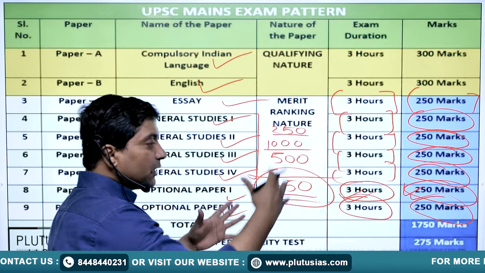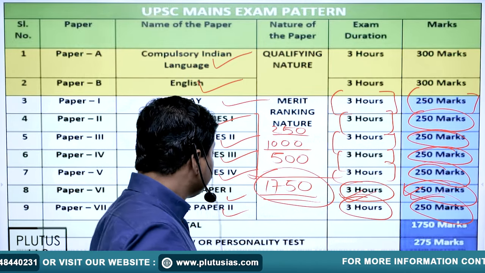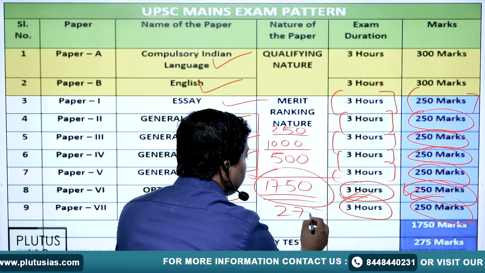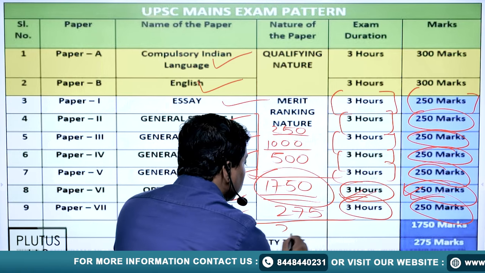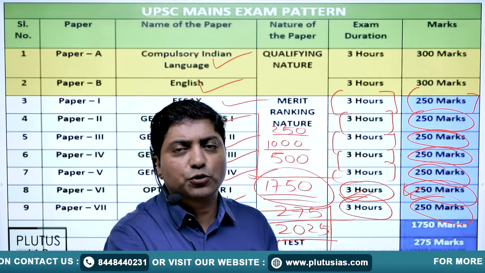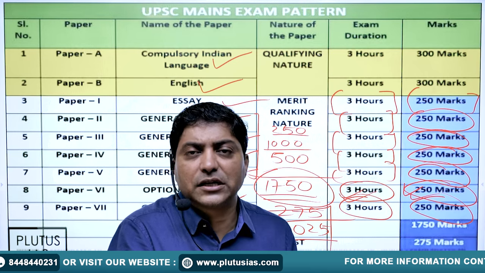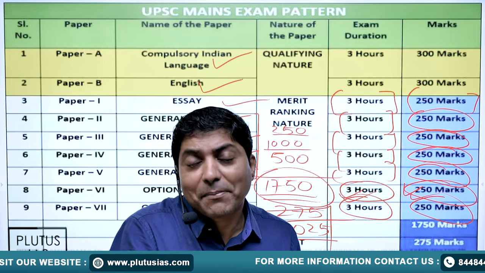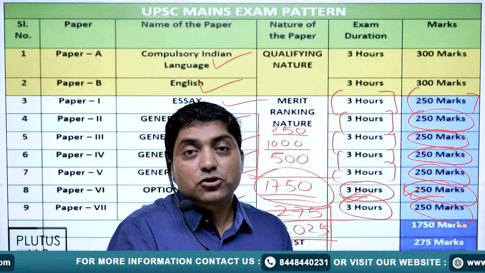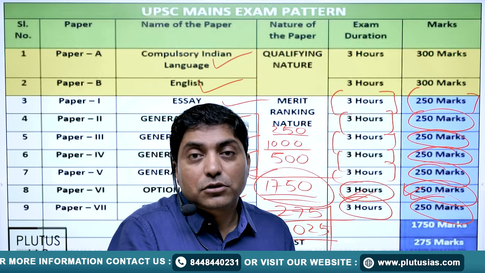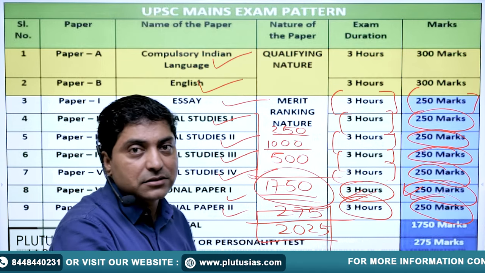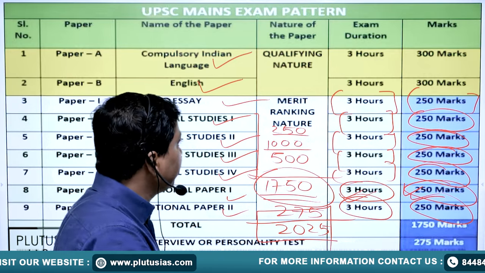That is evaluated and added in the final list. And apart from it, if you look, there is a personality test, 275 marks, right? So in total you have 2025 marks. And if you secure 50%, that would be enough to get entry into the final list of the UPSC, right? That gives you happiness. But let me tell you, the syllabus is so vast, so vast that we need a strategy to handle this vast syllabus of the UPSC. That is very, very important.